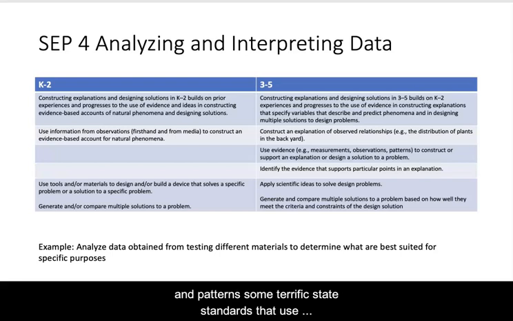Some terrific state standards that use analyzing and interpreting data are going to be things like materials that are best suited for specific purposes. For example, you may have in 5th grade created a solar oven and you got to use whatever materials you wanted to see whose nachos could cook the fastest. Or maybe you were dropping eggs from the top of a school building roof to determine what materials would prevent that egg from breaking. Another great use for this science and engineering practice is with weather data.